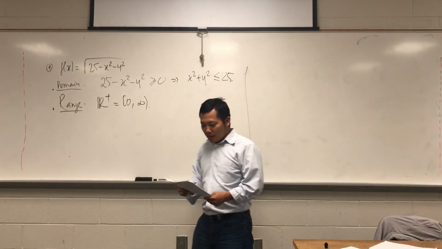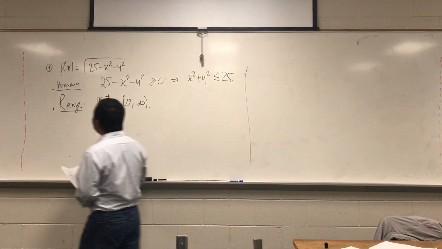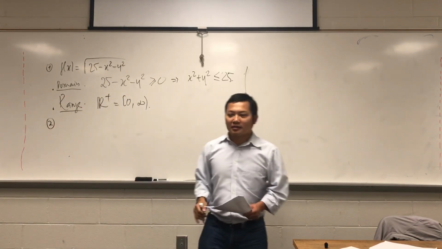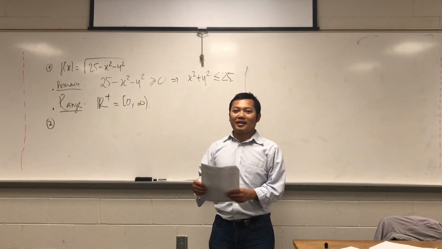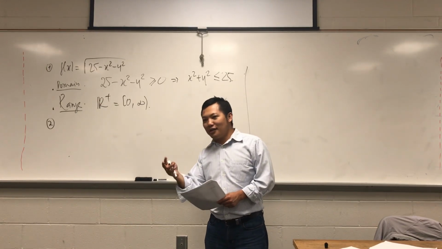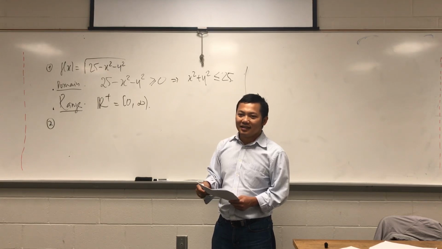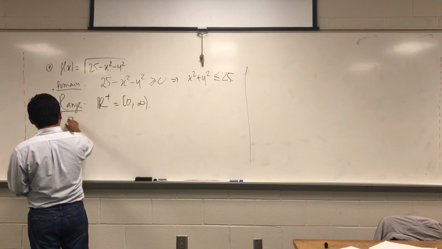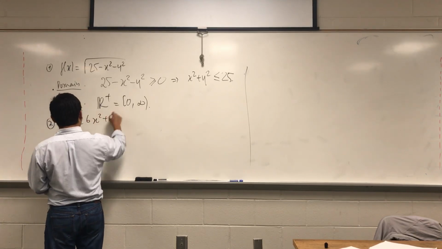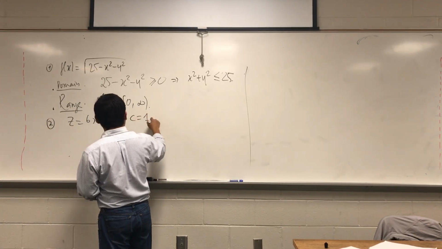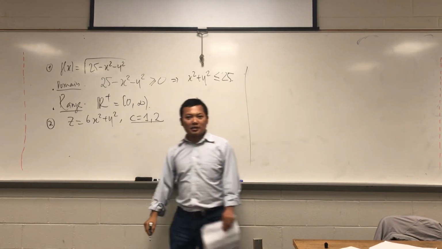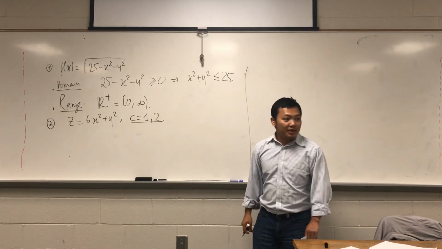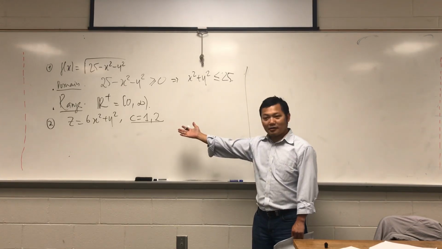The second question is about level curves, and sketching level curves. I remember this problem on the test. It was so funny. I asked you to sketch straight lines, right? But only 3 or 4 got it correct. So we have the function z equal to 6x squared plus y squared. And then let's say c equal to 1, 2. We need to sketch the level curves, right? For such c, we just set the function equal to 1 and 2, right?